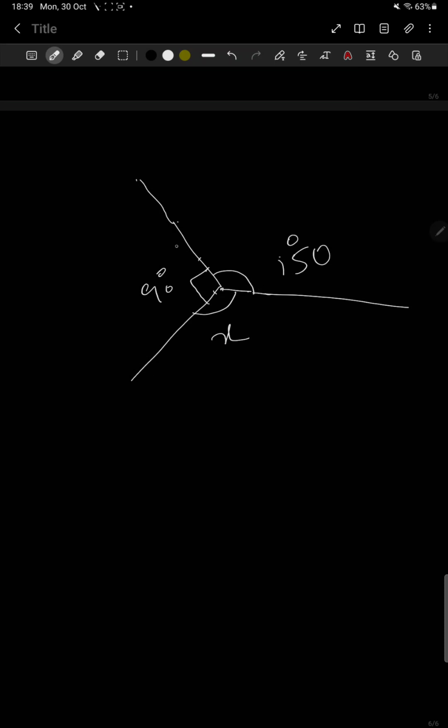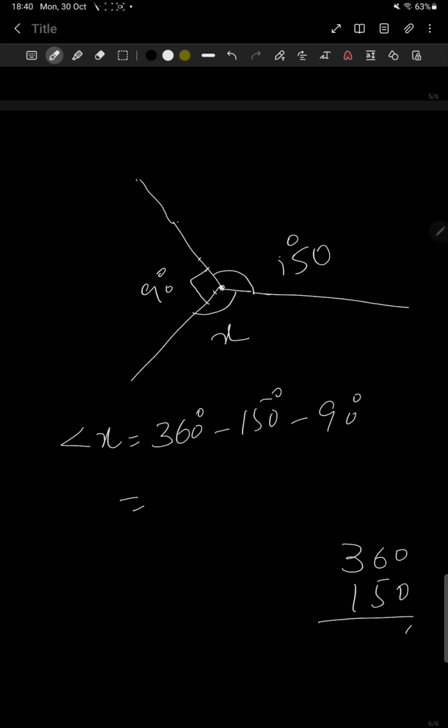Here in this diagram we can see the total angle is in the form of a circle at a point. All the angles are made on this point. So for angle X, we will take 360, subtract 150, and subtract 90. So first of all we will subtract 360 minus 150. It will give you 210, minus 90. It will give you 120. So finally your answer is 120 degrees.